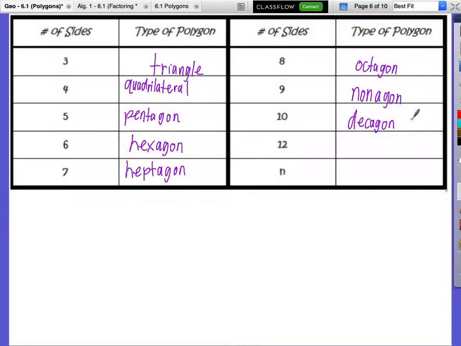So 10 is decagon. Deca means 10, like a decathlon. Has anyone heard of a decathlon? It's an athletic event where you have 10 events together. What is the number after 10? 11. Then 12. 12 is a dodecagon. You just put do in front of decagon. Dodecahedron is a 3D shape. It's a three-dimensional 12-sided shape.